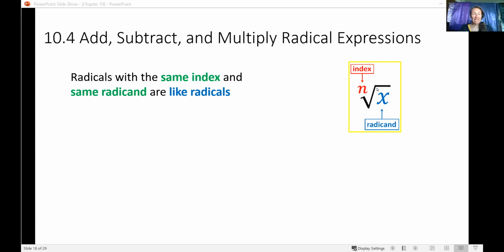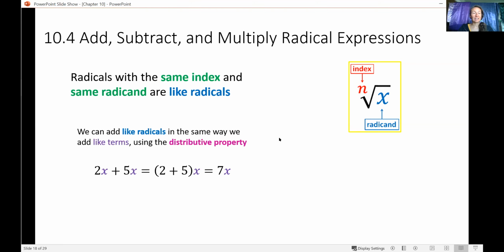Radicals with the same index and the same radicand, meaning the same thing inside, are called like radicals. So over here you can see we've got an index. That might be a 2 or 3 for a square root or a cube root, and then the radicand is what's inside, right? So both of these things have to be the same for two radicals to be considered like radicals, right?